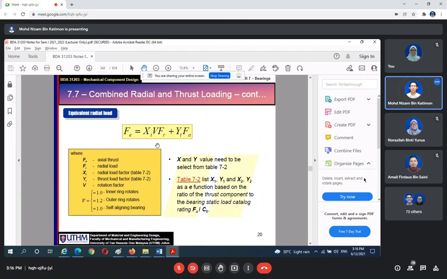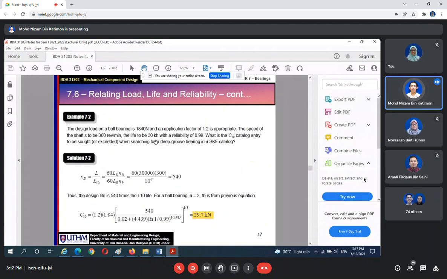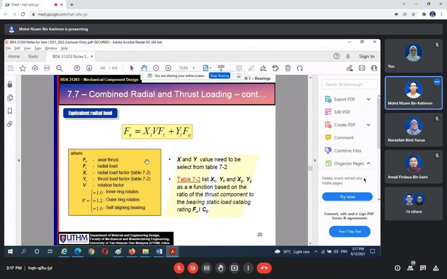So it means that it reflects a combination of radial and thrust load. So we need to use this equation, the equivalent load, in our main equation, which is this one. We need to change this FD to the F, this one.